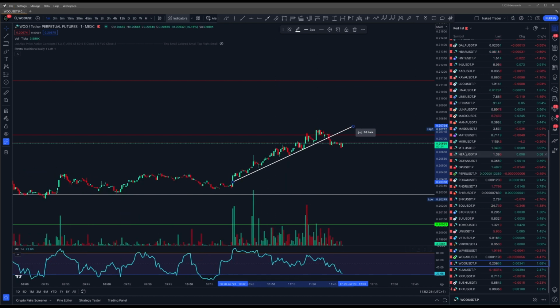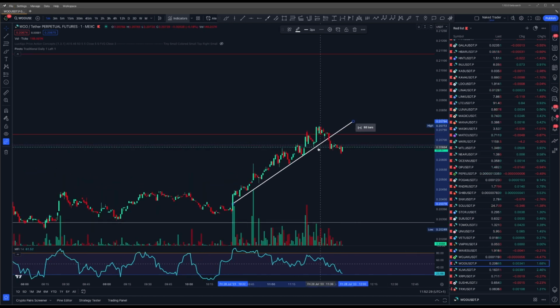Let me zoom in. Looking at a couple of things. How are we responding to this zone, right? We've broken support. Now you can just get in straight away once you break that. I don't tend to like to do that. I want to see some clear rejection.